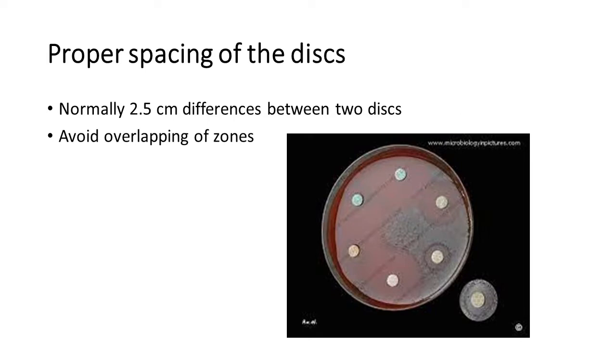Next one, the proper spacing of the disc. When we place the discs onto the inoculated media, the distance between two discs should be 2.5 centimeter. Otherwise, the zones will overlap, so we cannot measure the zone size.